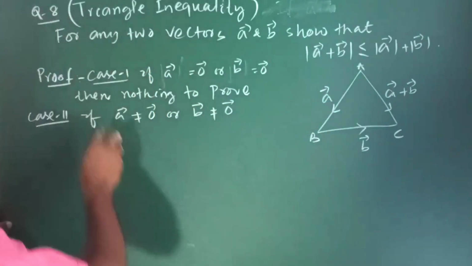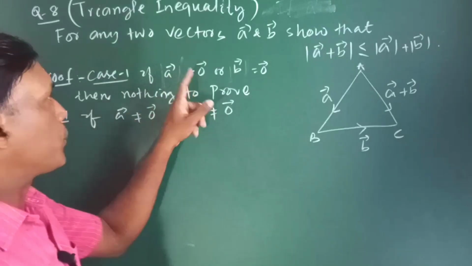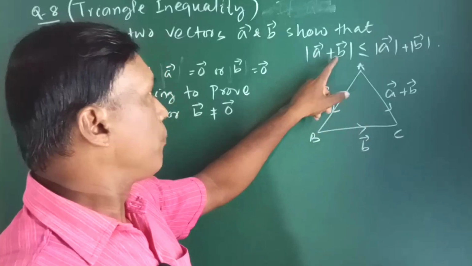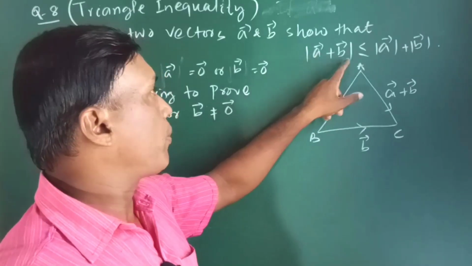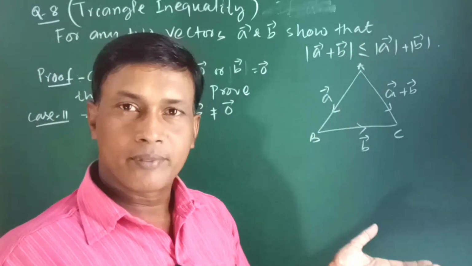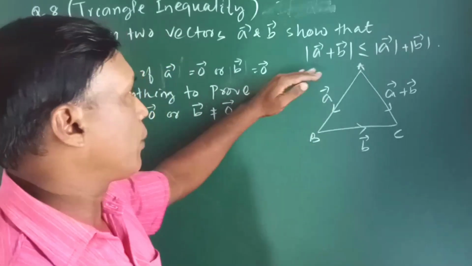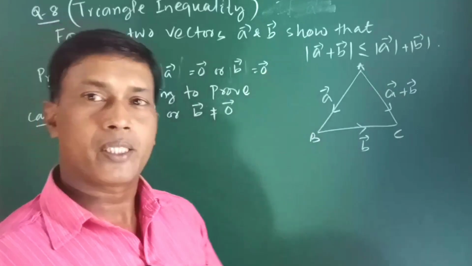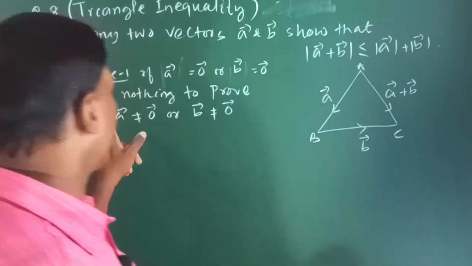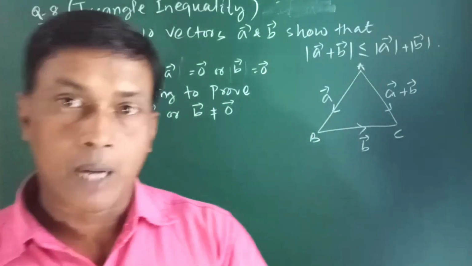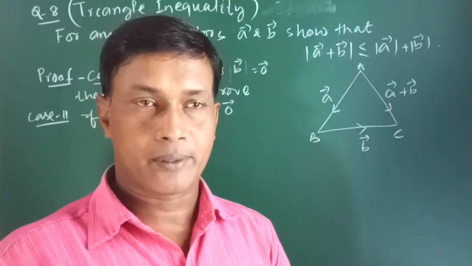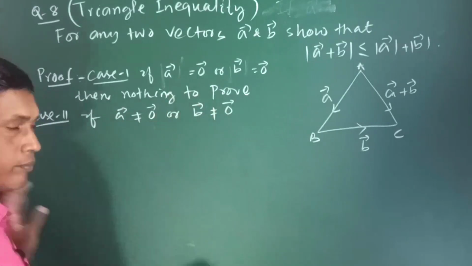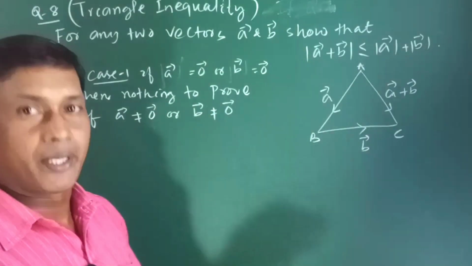Now case 1: if a vector is equal to the zero vector or b vector is equal to zero. If any one vector is the zero vector, suppose b vector is zero, then the magnitude of a is equal to the magnitude of a, equality holds. If either one is a zero vector, then the equality is trivially proved. So there is nothing to prove, and we have to prove it for two non-zero vectors. Case 2: if a vector is not the zero vector and b vector is not the zero vector. These two are not null vectors.